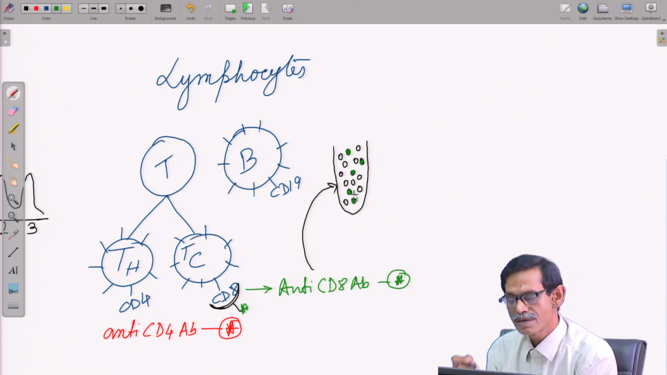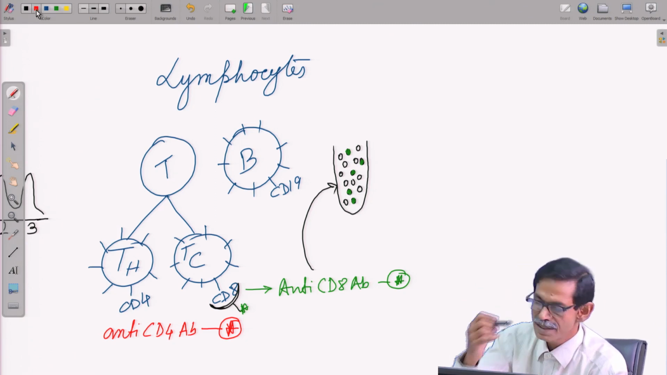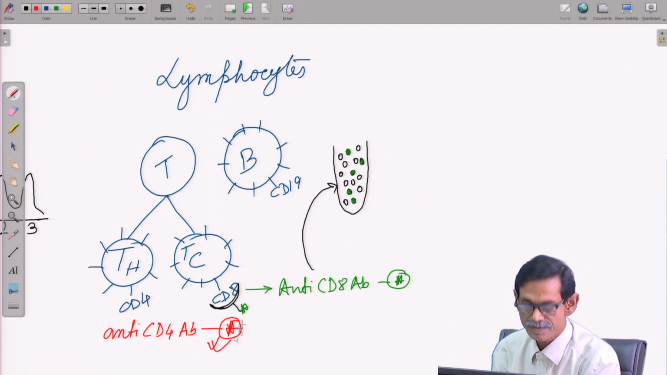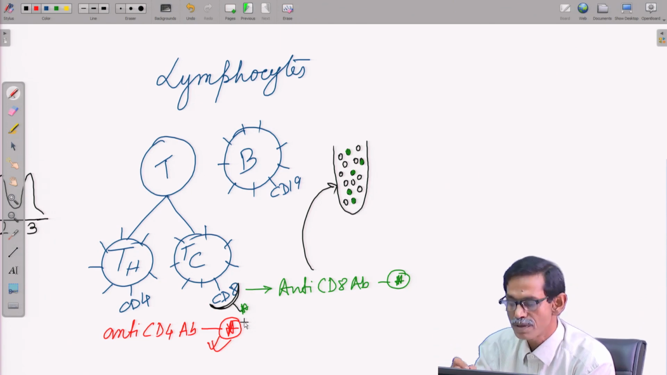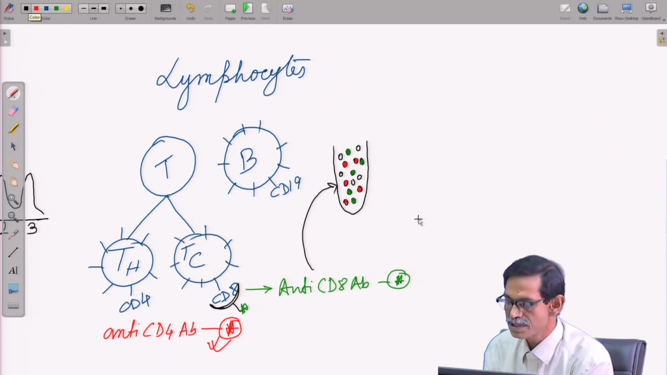After that, you wash the extra color, then you add this one. In the same sample, what will happen? All the CD4 cells will be red, because if this is the cell, what will happen? All the antibody will go and bind, right?